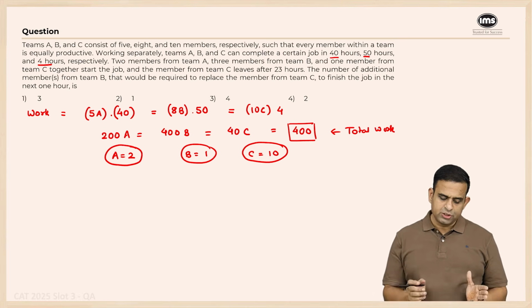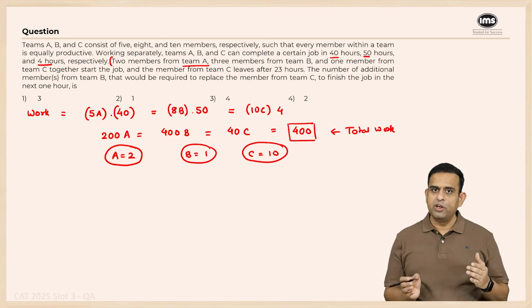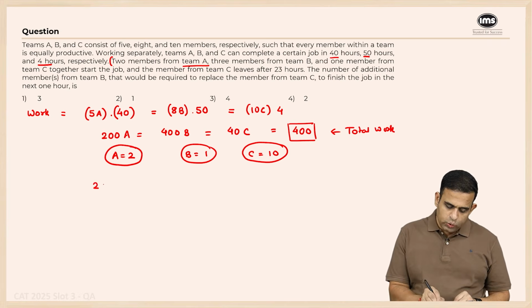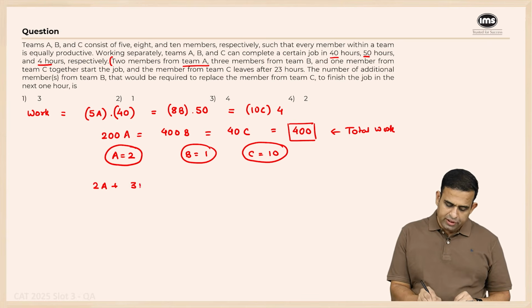So now if you look at this question, we are forming 2 members from team A. So how much will they do in 1 hour? They will do nothing but 2A. Then 3 members from team B, so they will do 3B, and 1 member from team C.